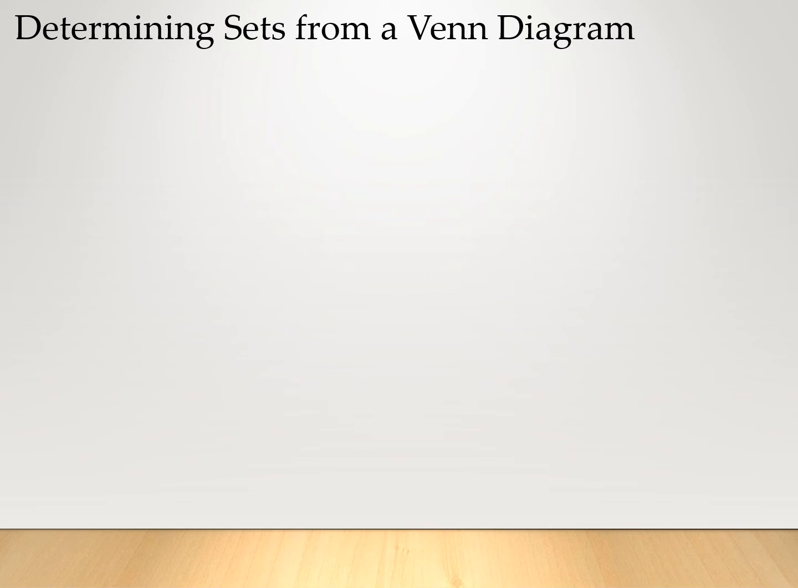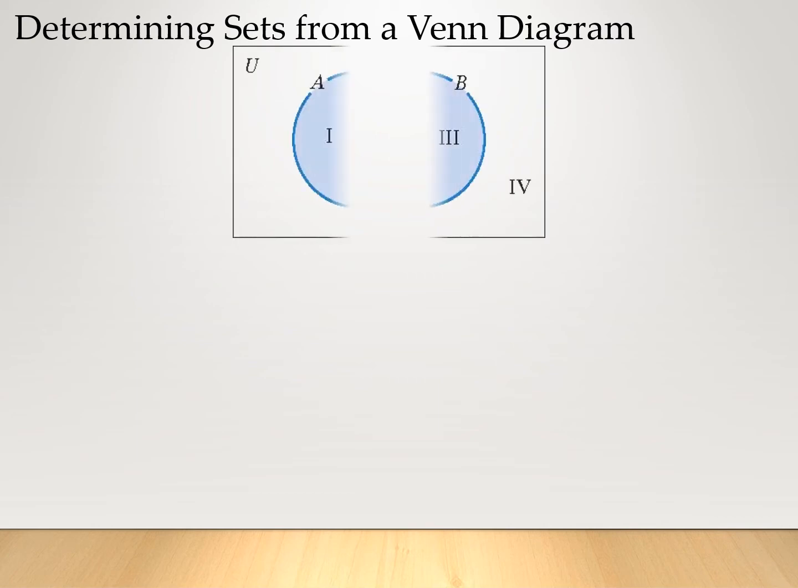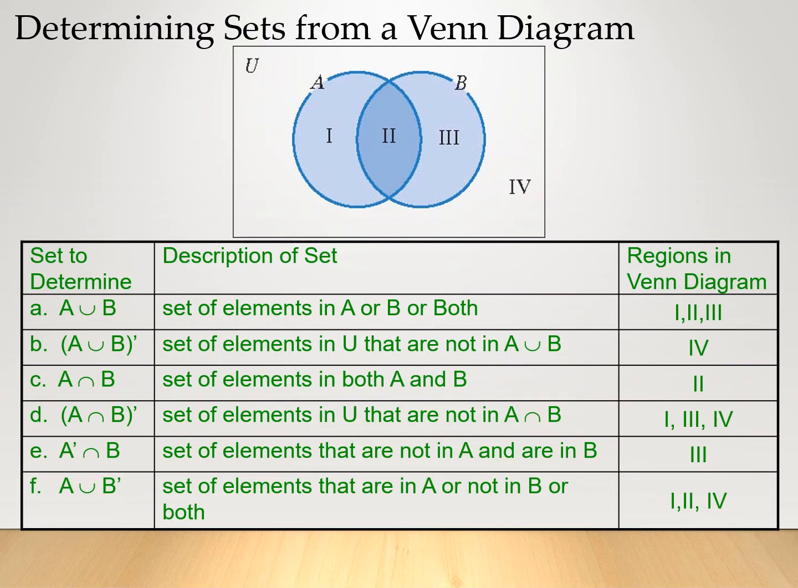Let us determine sets from a Venn diagram. So let us base our answer from this Venn diagram. To determine A union B, it is the set of elements in A or B or both. So the regions in the Venn diagram are 1, 2, 3. And then to determine (A union B) prime, it is the set of elements in U that are not in A union B. So the region is 4.